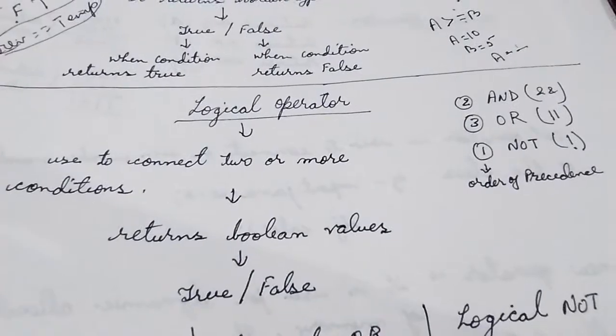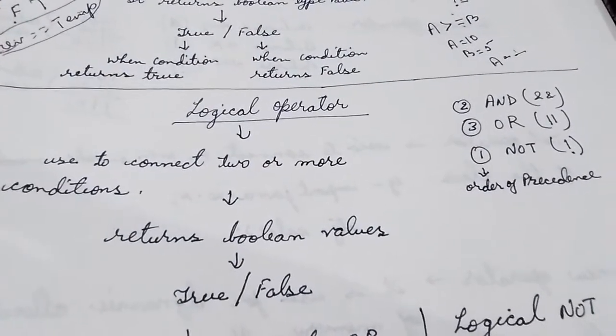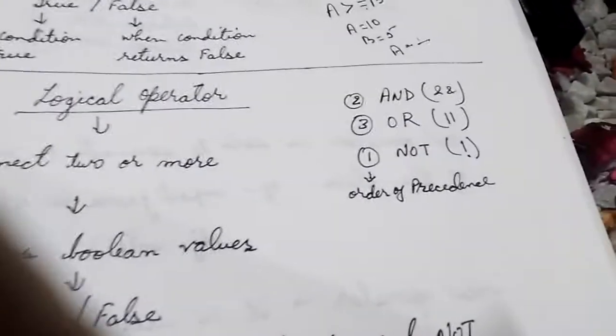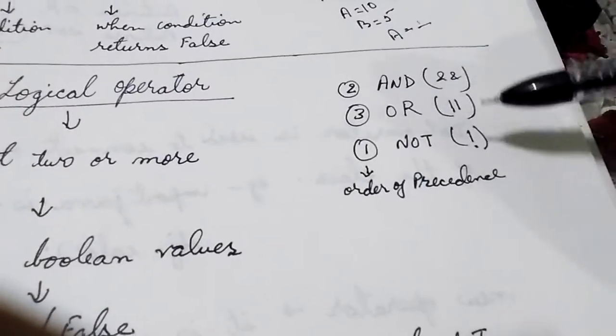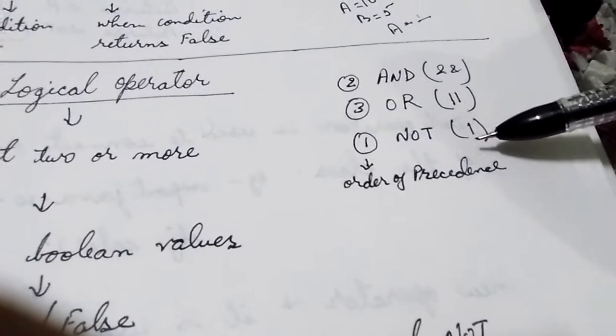Logical operators are used to connect two or more conditions built using relational operators, and they also return the boolean values true and false. Logical operators are basically and, or, and not.